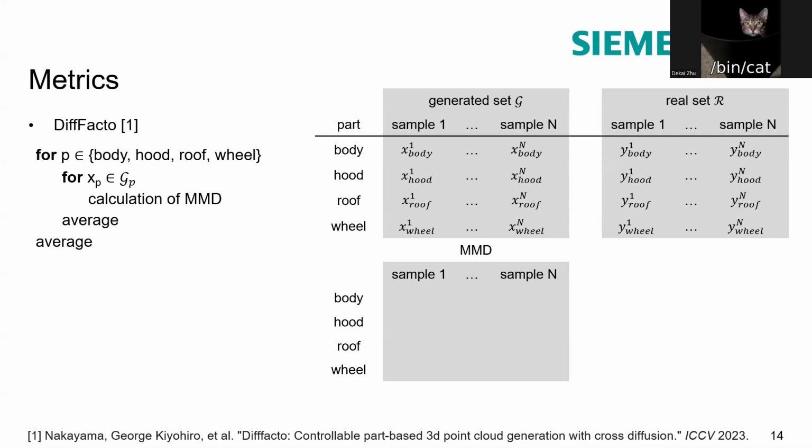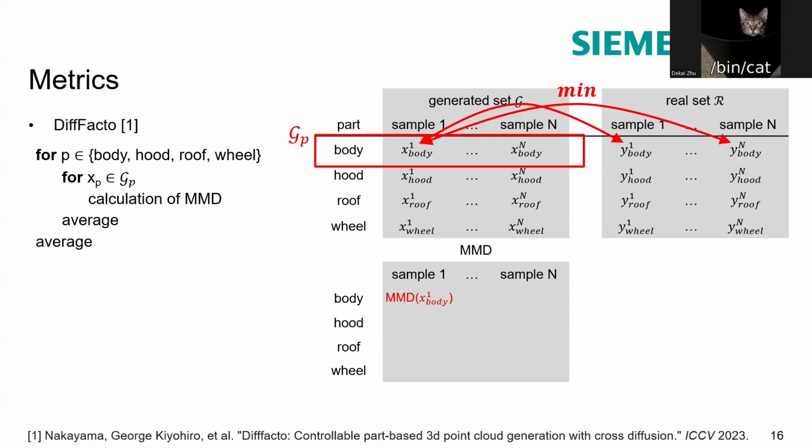Here we take MMD as an example because it is more intuitive than 1-NNA and coverage. The evaluation here involves a two-for-loop structure. The first loop, meaning the outer loop, iterates over the individual semantic parts like the car body and the wheels. And the inner loop, which is the second loop, iterates over the generated set and computes the distance between the parts in the generated samples and the corresponding parts in the real samples.